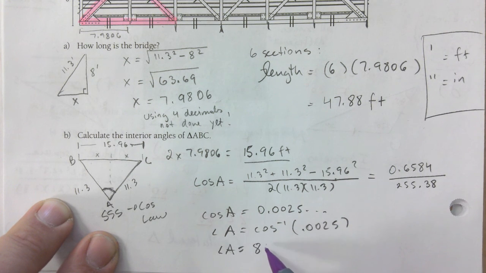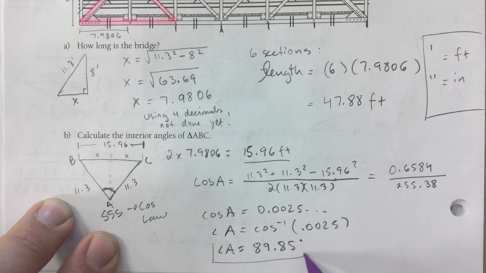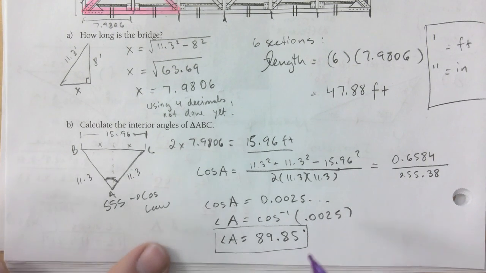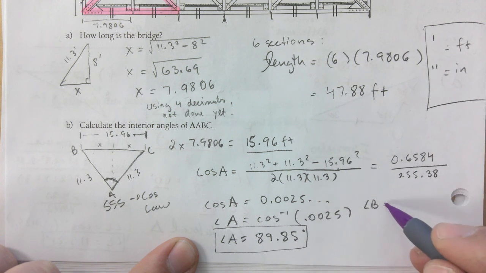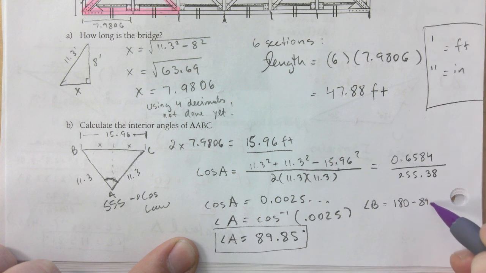And that's 89.85 degrees, so almost 90. You found A. Angles B and C are found by just going 180 minus 89.85, and you will divide that by 2.